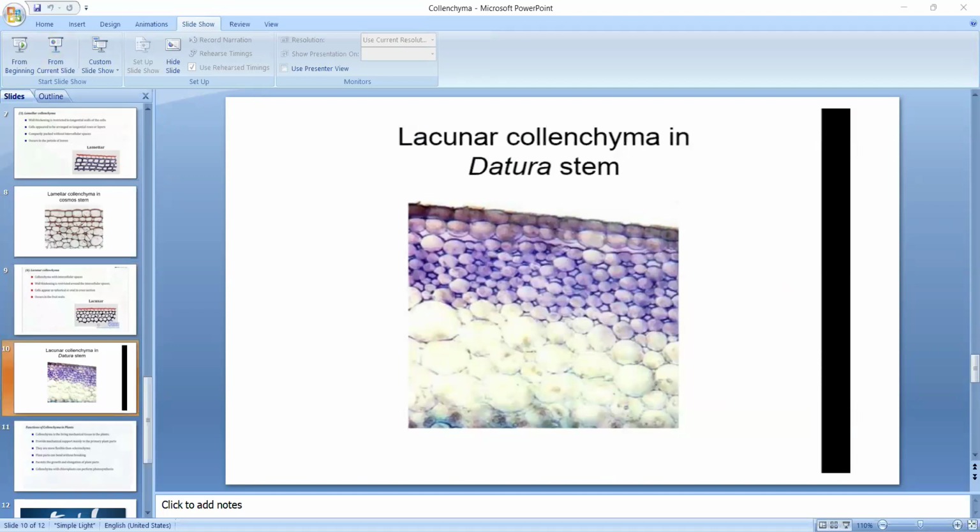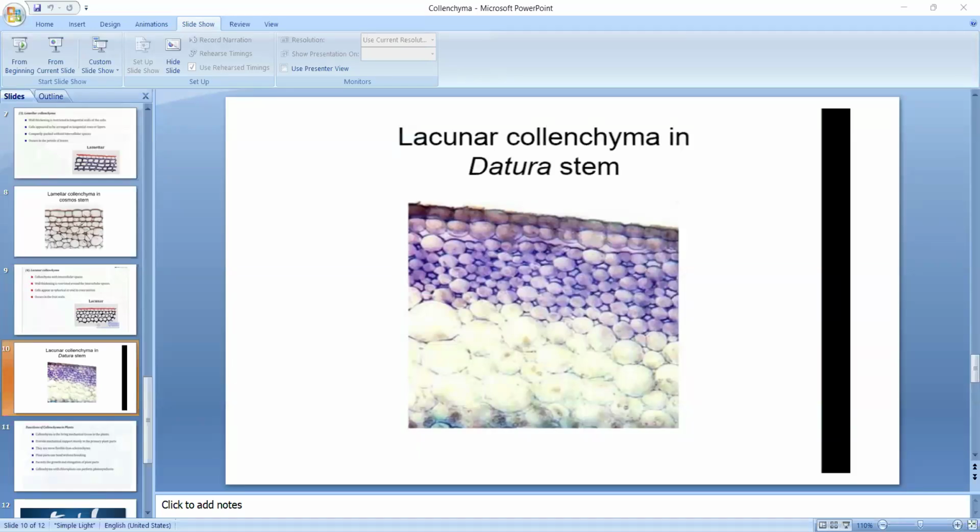Next, coming to the functions. Some important functions of collenchyma. In herbaceous stems, it performs a mechanical function due to its plasticity. This is very important about collenchyma. Young stems resist the bending and pulling action of wind due to collenchyma. In some plants we observe that stems fall down and after that come back to their actual position. What is the reason? The stems have collenchyma.